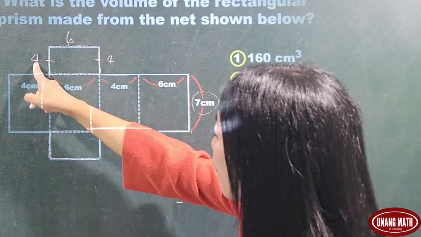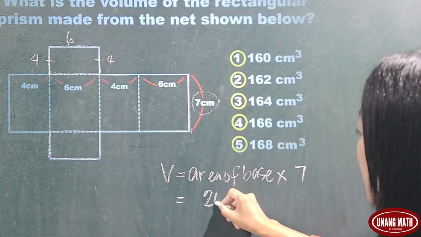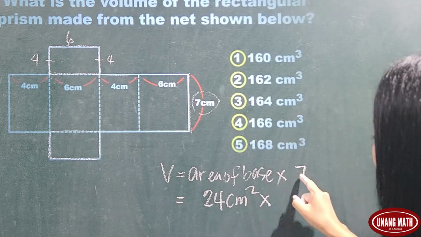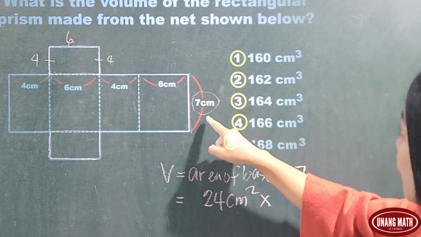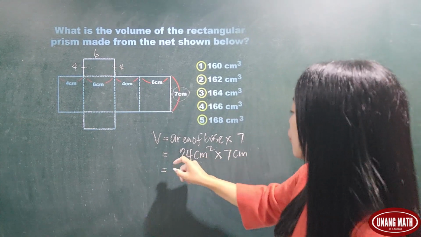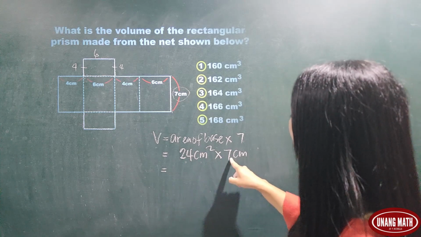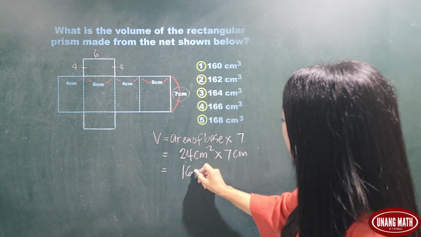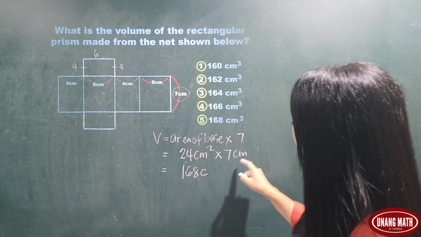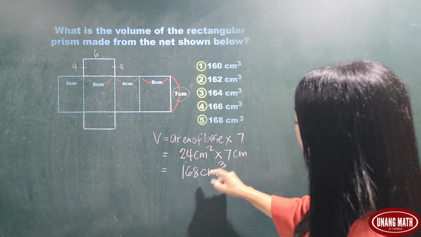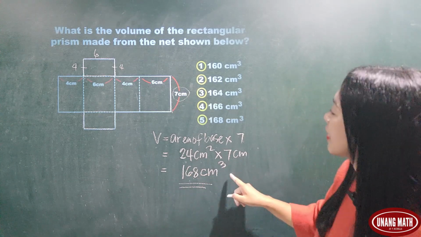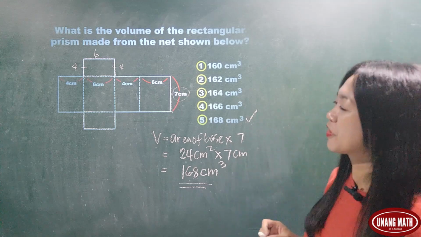So 6 times 4 would be 24. So 24 square centimeters. And if we multiply this by the height of this rectangular prism, so times 7 centimeters, 24 times 7 would be equal to 168. So 168 square centimeters times centimeters would be cubic centimeters. So the final answer would be 168 cubic centimeters. Okay, that is option number 5.